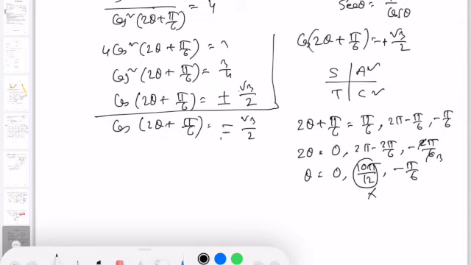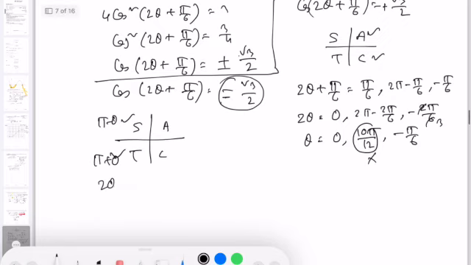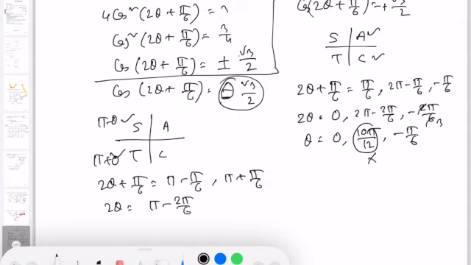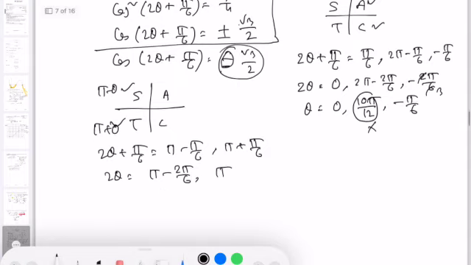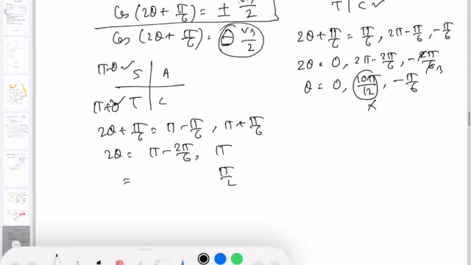Now let me see the next one, which is minus, so we can use ASTC. Since cos is negative in this quadrant and that quadrant, this is pi minus theta, this is pi plus theta. So we can write 2 theta plus pi by 6 equals to pi minus pi by 6, since cos inverse root 3 by 2. We will always ignore this minus sign. This minus sign is only for the position in the quadrant. So next is pi plus pi by 6. Let us write 2 theta equals to pi minus 2 pi by 6, and this is pi. So this can be pi by 2 for theta. This is not acceptable since pi by 2 is not included in our range.